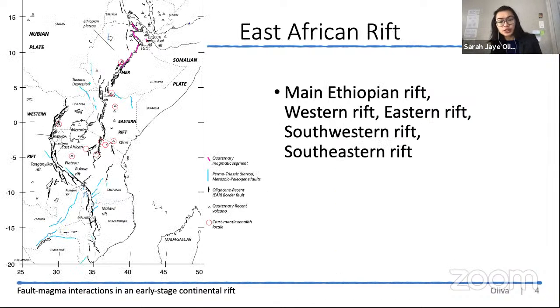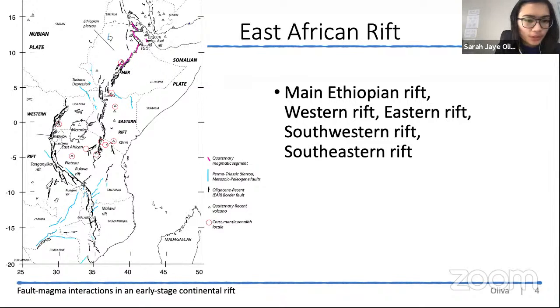So to address these questions, we turn to the East African Rift. I'm not sure if you can see my mouse. I forgot to check that. But here's the East African Rift. It goes from the main Ethiopian Rift up here in the north, down through the Eastern Rift and the Western Rift around the Tanzanian Craton over here. And then it actually continues south to the southeastern and the southwestern rift.